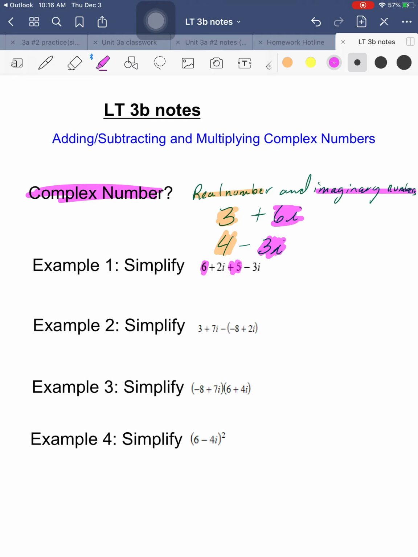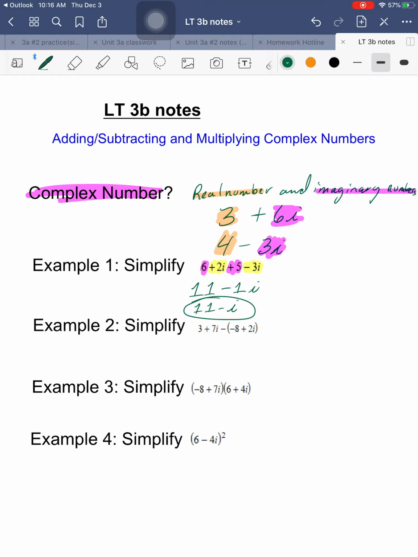So we have 6 plus 5. Well, that's your real number. We start off with the real numbers first. And then you always look at the operation before the term. So it's a positive 2i minus 3i. 2 i's minus 3 i's, that means you're going to have a negative 1i, or you can even simplify this down to 11 minus 1 times i is i. So 11 minus i. That would be your final answer there.